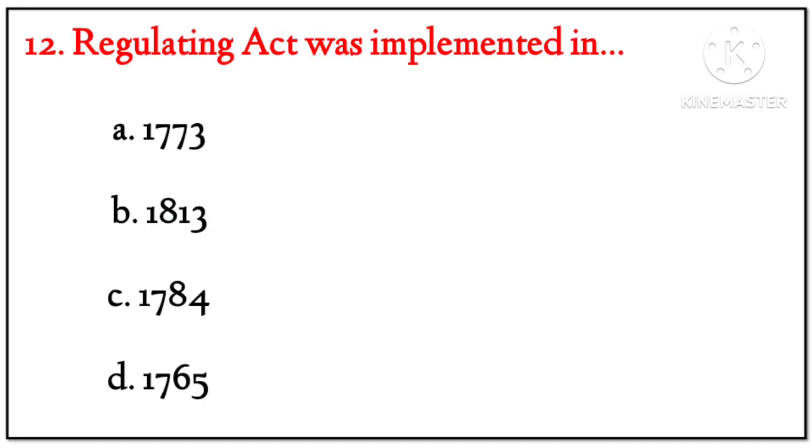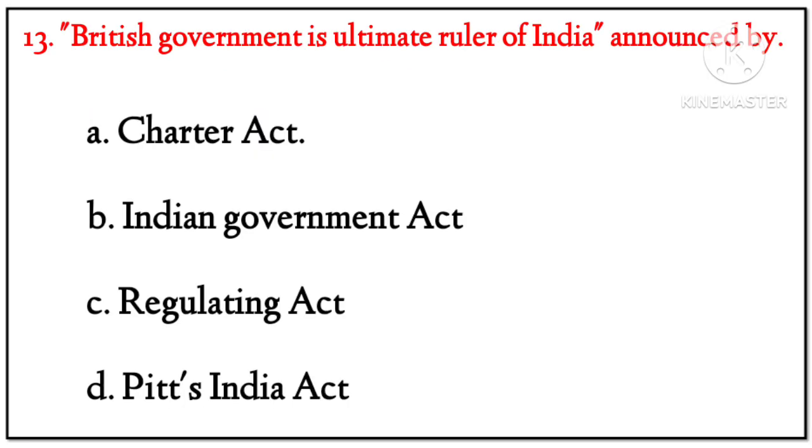Twelfth one: the Regulating Act was implemented in, our options are 1773, 1813, 1784 and 1785. Our right option is the first one, A, 1773. Next question: the British government is the ultimate ruler of India, announced by, options are Charter Act, Indian Government Act, Regulating Act and finally Pitt's India Act. Our right option is the final one, Pitt's India Act.